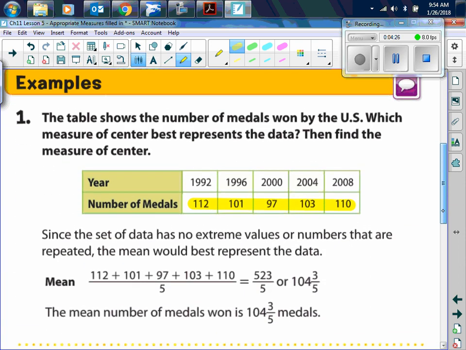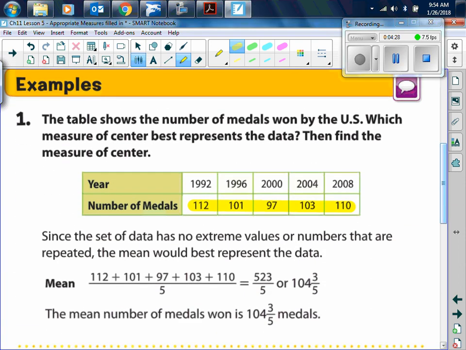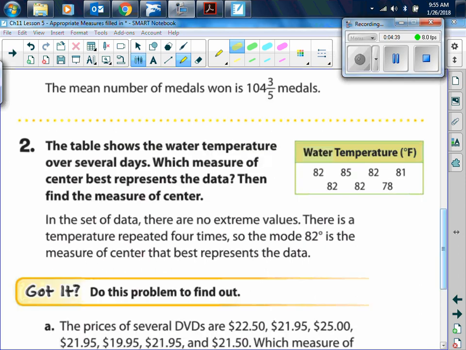So here, because of all that, we're going to find the mean. To find the mean, we add them all up and then divide by 5. So we end up with 104 3/5. Example 2 says the table shows the water temperature over several days. Which measure of center best represents the data? Then find the measure. So here we've got 82, 82, 85, 82, 82, 78, and 81.